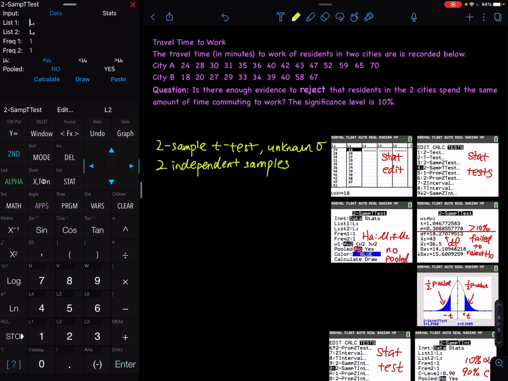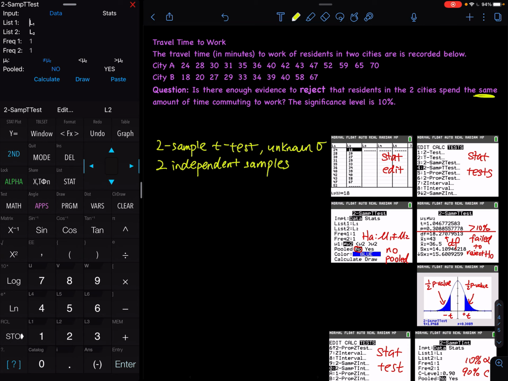And then for the sign, not equal, why do we put a not equal? So here is why. Let's read the question one more time. Is there enough evidence to reject that the residents in the two cities spend the same amount of time? I use the word the same. Same means identical. Identical, the same means equal, right? Where do you put the equal? We put the equal in H naught. And that's another reason is reject. So when you see the word reject, we put that sign in H naught.